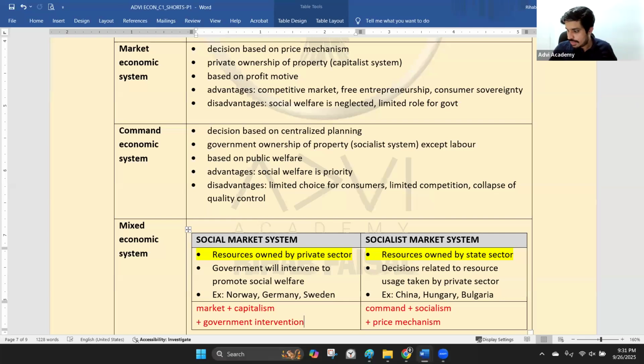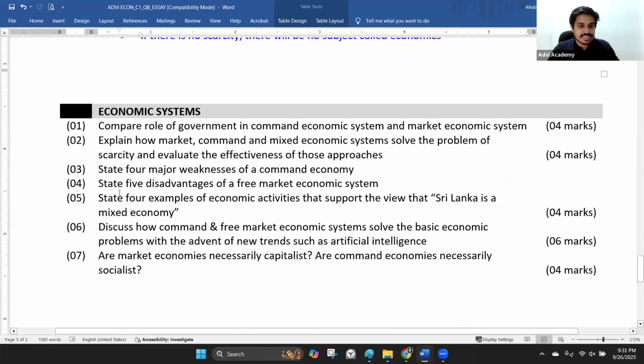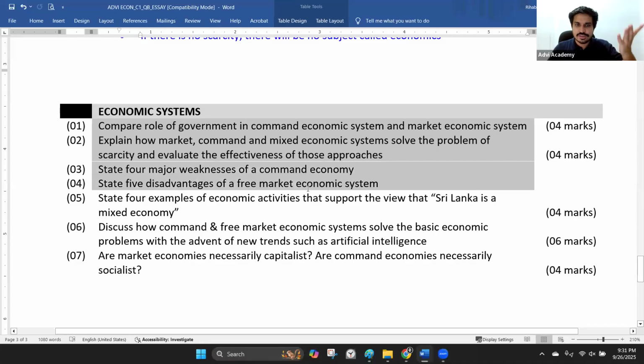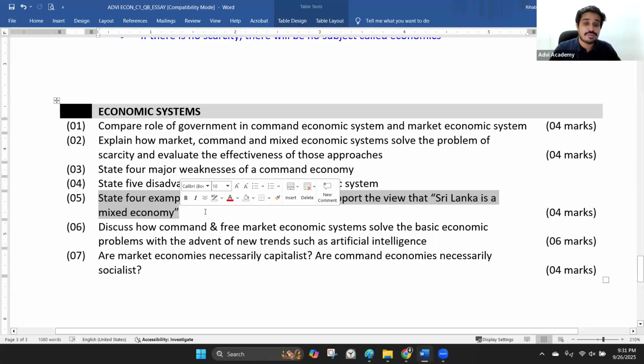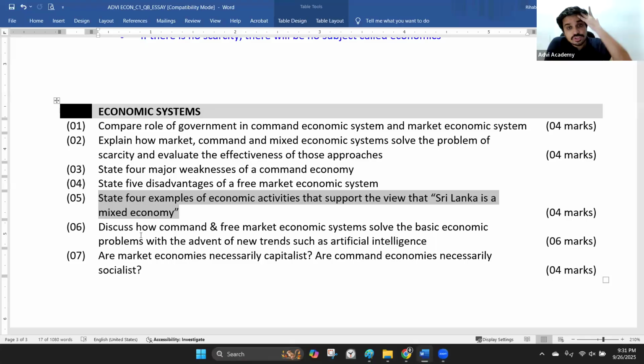Fine. So see, I think there's this question basically, right? There is a list of common questions that come from this section. If you take: state four examples of economic activities that support the view that Sri Lanka is a mixed economy. So we can actually argue that Sri Lanka is a socialist market. And I told you the list of things, right?